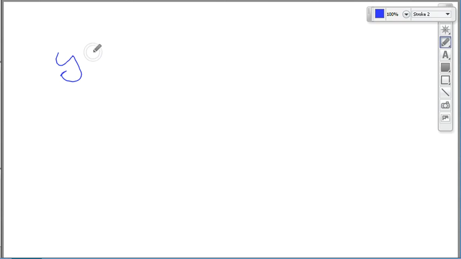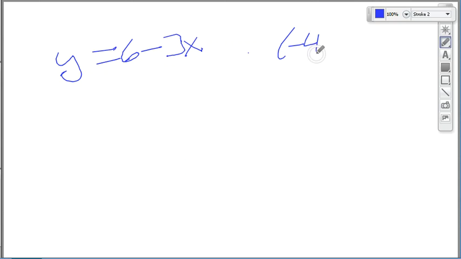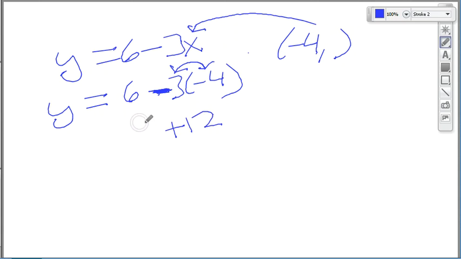So if we have the equation y equals 6 minus 3x, and we have negative 4, if we plug negative 4 in for the x, that'll give us 6 minus 3 times negative 4. Our y is going to be equal to, be very careful here. Make sure you're using your calculator. If you have a negative 3 in front of your parentheses, when you multiply it by the negative 4, a negative 3 times a negative 4 is going to give you a positive 12. And 6 plus 12 is 18.